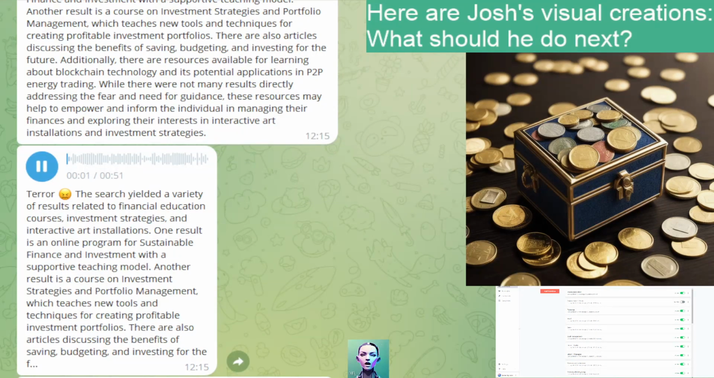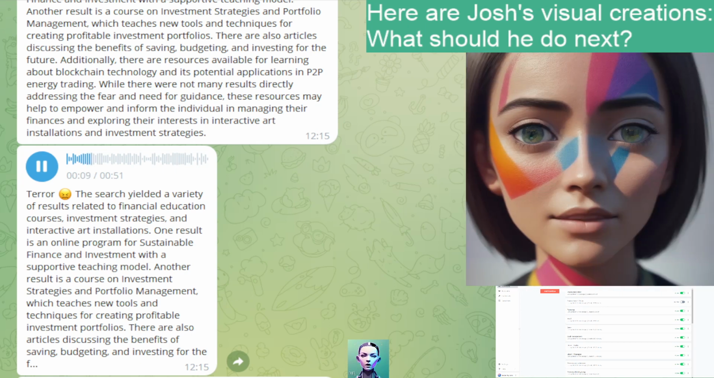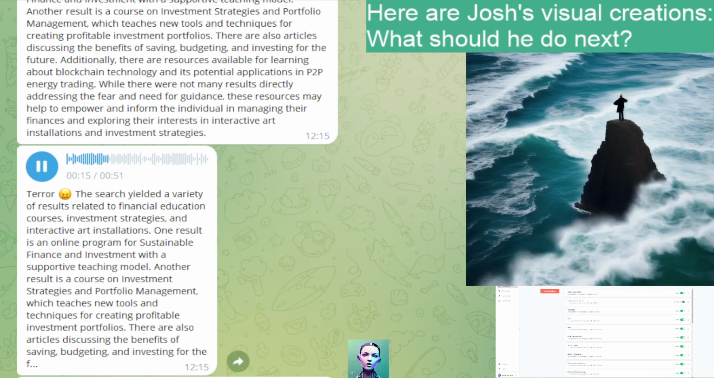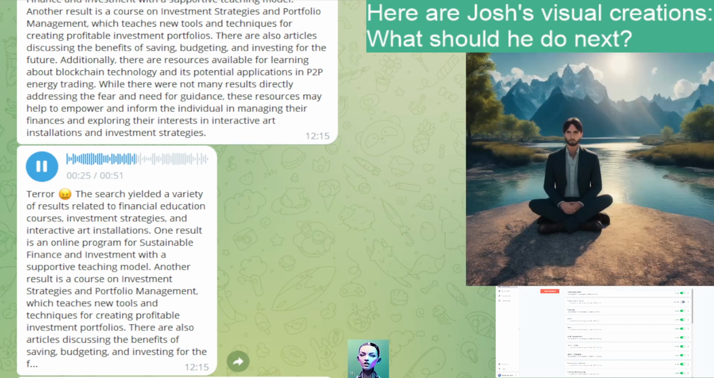The search yielded a variety of results related to financial education courses, investment strategies, and interactive art installations. One result is an online program for sustainable finance and investment with a supportive teaching model. Another result is a course on investment strategies and portfolio management, which teaches new tools and techniques for creating profitable investment portfolios. There are also articles discussing the benefits of saving, budgeting, and investing for the future.